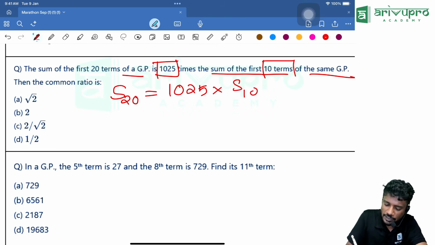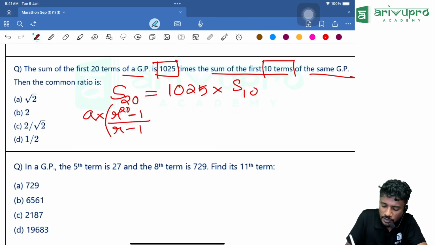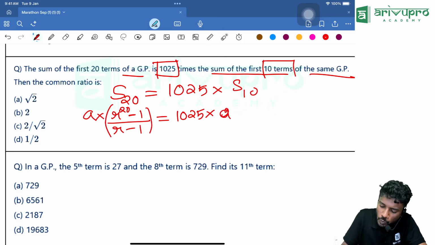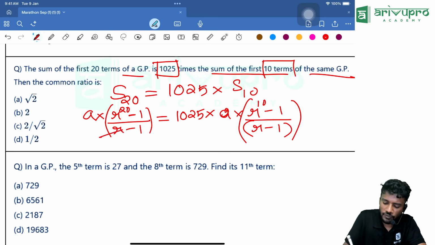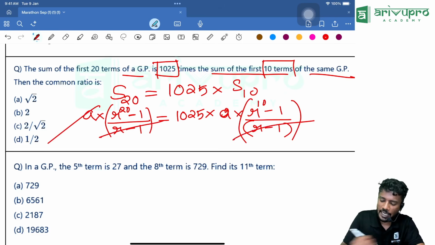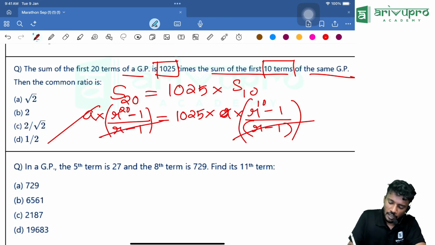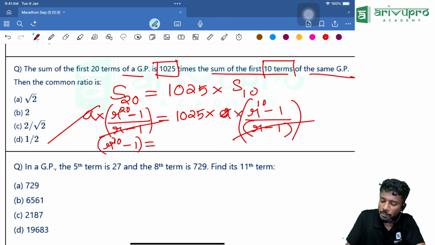So can I write it as A into r raised to 20 minus 1 divided by r minus 1 is equal to 1025 into A into r raised to 10 minus 1 divided by r minus 1. What all things are cancelled off? r minus 1 cancels. A cancels. What is remaining? r raised to 20 minus 1 is equal to 1025 into r raised to 10 minus 1.